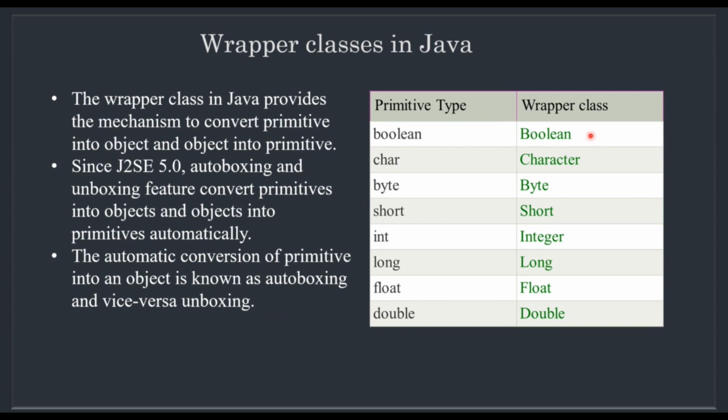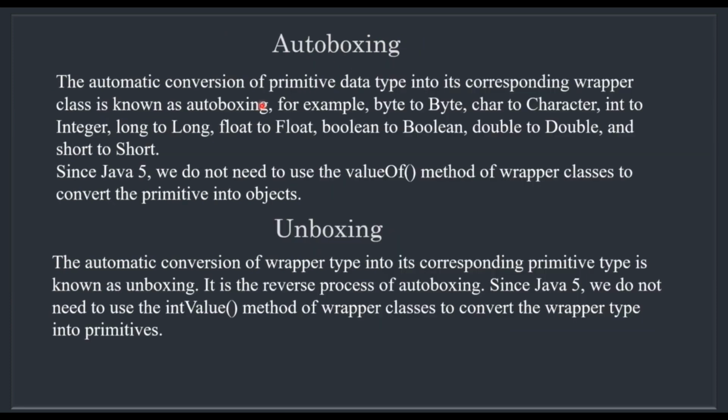These are the corresponding wrapper classes for each primitive data type: Boolean, Character, Byte, Short, Integer, Long, Float, and Double. All start with a capital letter. The only difference is that for int the class name is Integer, and for char the class name is Character. Autoboxing is the automatic conversion of a primitive data type into its corresponding wrapper class. We are converting byte into Byte, char into Character, like that.